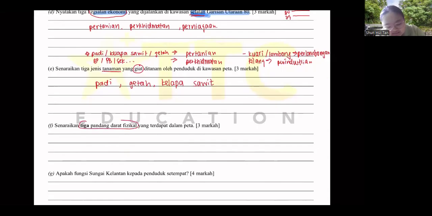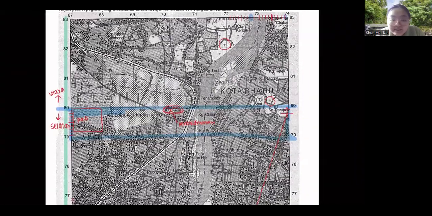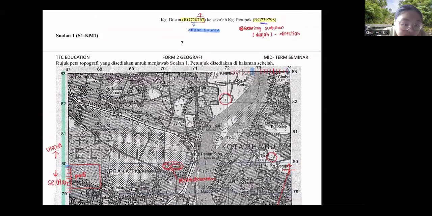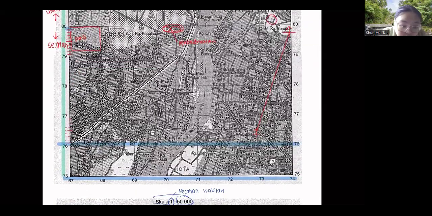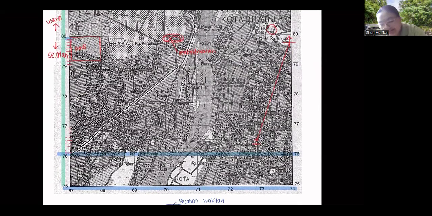Senarai tiga ciri pandang darat physical. Physical? What is physical? Natural characteristic. Right? So what are the natural characteristics you have in a map? Around the map. I'm not sure whether you can see or not. Natural characteristic means it is actually on its own. Contour, is it? Let me see. Do you have contour? No, we don't have contour here. But can you see the word?